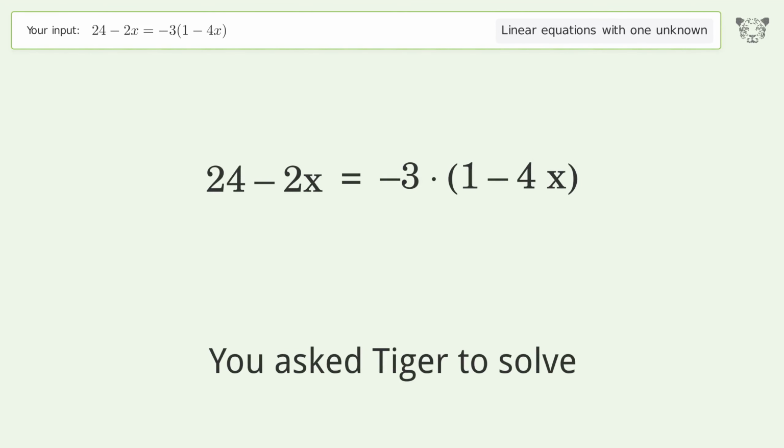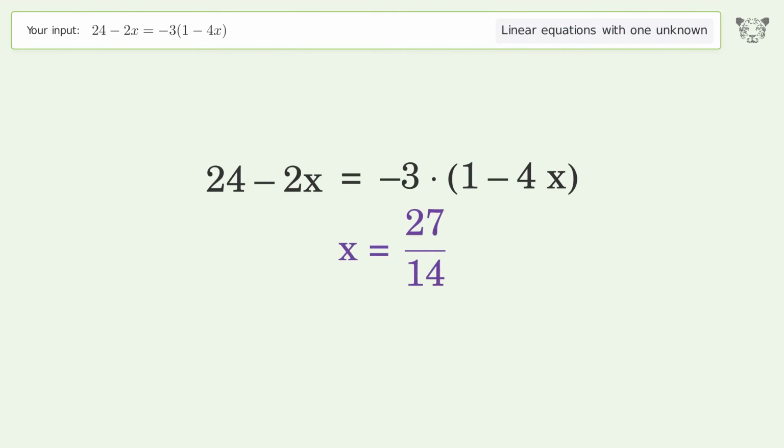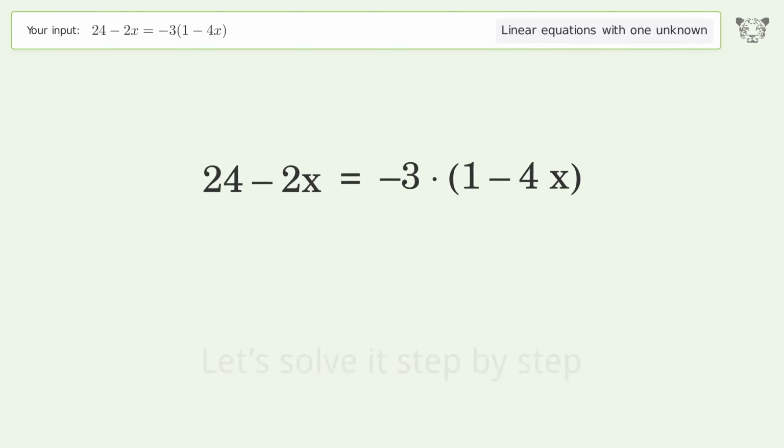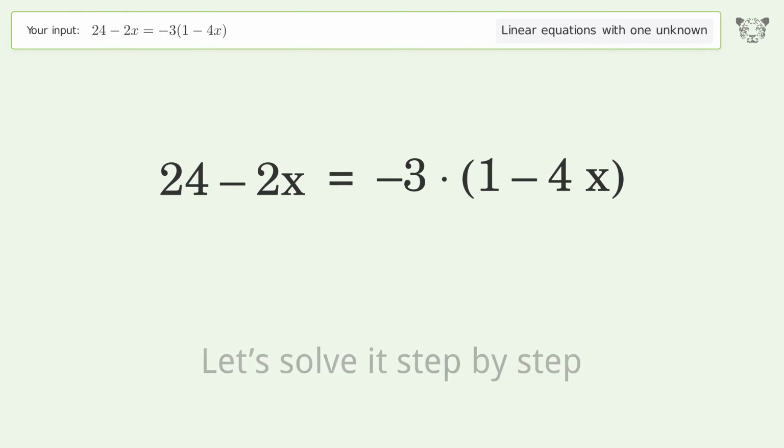You ask Tiger to solve this. This deals with linear equations with one unknown. The final result is x equals 27/14. Let's solve it step by step.